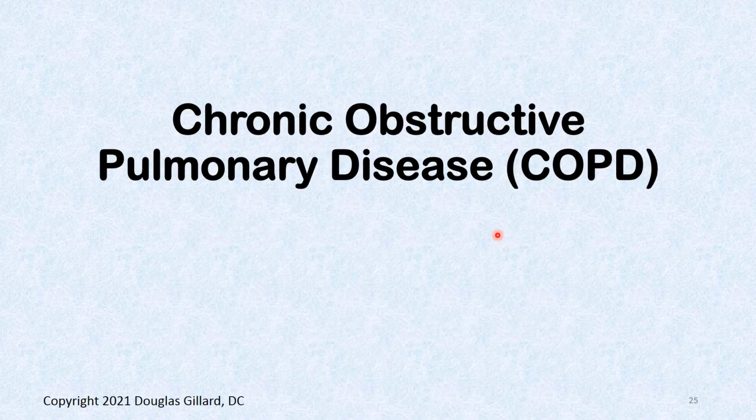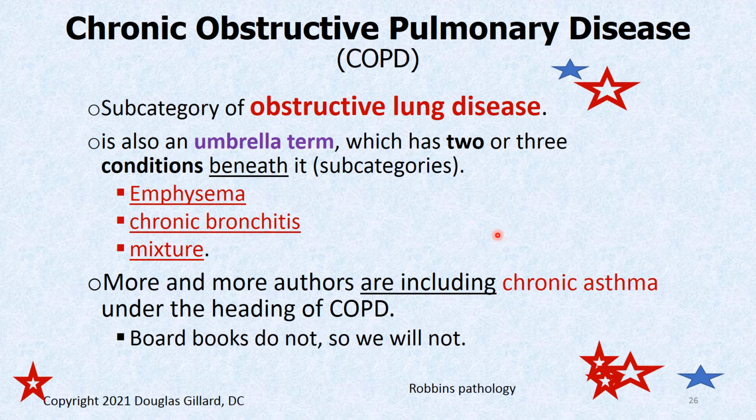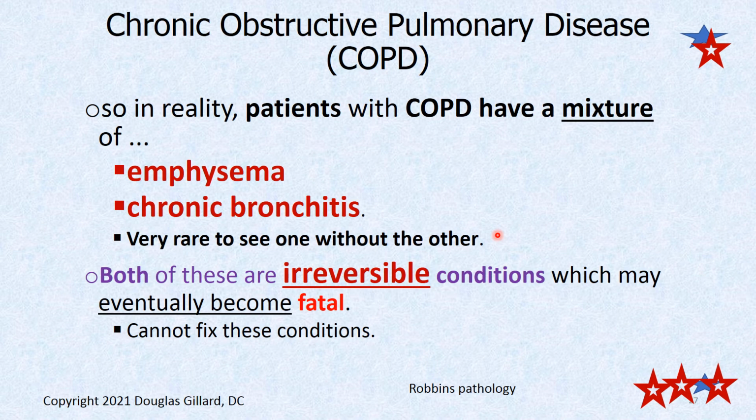All right, let's get into the weeds a little deeper in COPD. So again, it's a category of obstructive lung disease. It's also an umbrella term, even though it's under obstructive lung disease. Underneath it are emphysema and chronic bronchitis, or you can have a mix of those. And as I said, more and more authors are including asthma, chronic asthma, not run-of-the-mill garden asthma, but chronic asthma where the patient's on weekly medication for it. They include that in there as well.